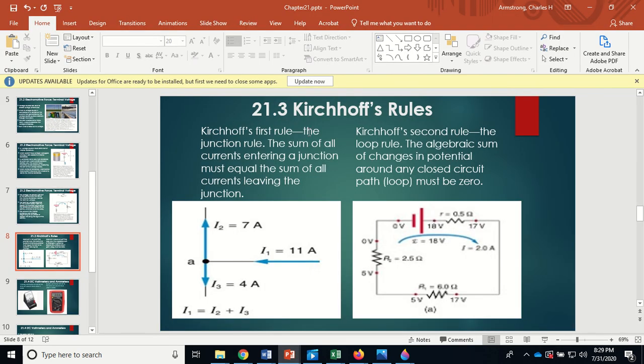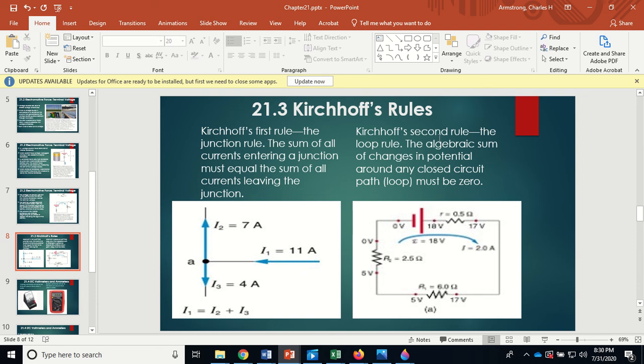Kirchhoff's first rule, the junction rule: the sum of all the currents entering a junction must equal the sum of all the currents leaving the junction. So here you've got 11 amps coming in, and 7 amps going this way, so you better have 4 amps going the other way. You can't build up current in here. Whatever goes in must come out somehow. That's conservation of charge.